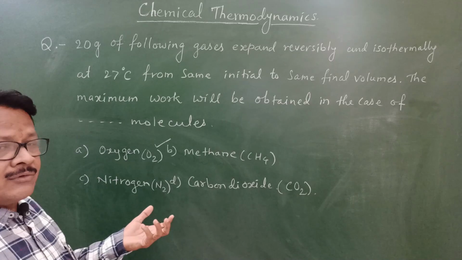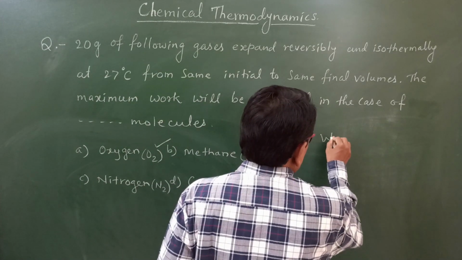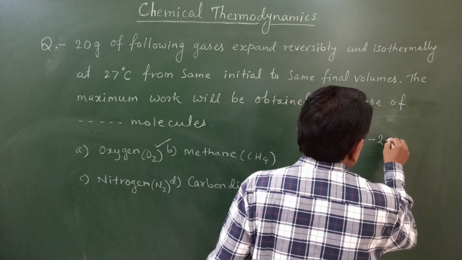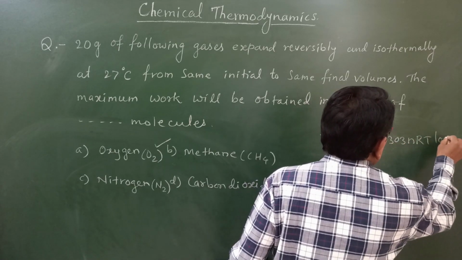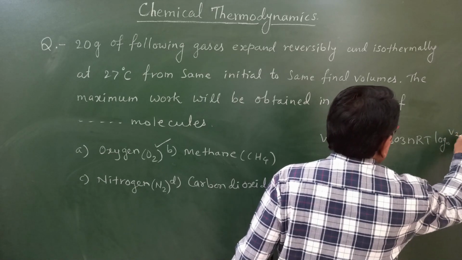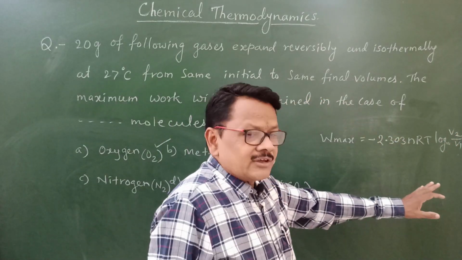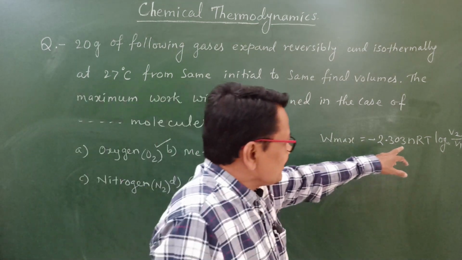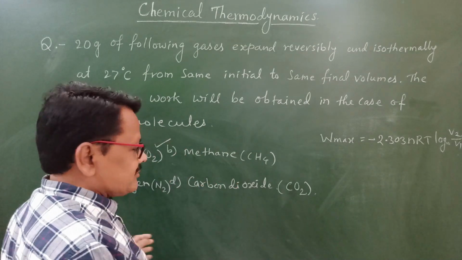Then by which formula can we find out maximum work? The formula for maximum work is Wmax is equal to minus 2.303 nRT log to the base 10 of V2 upon V1. So that is the formula. If all other conditions, R, T, V2 and V1, are the same, we have to only find out here n, the number of moles. And the mass is given, that is fixed for all the gases.